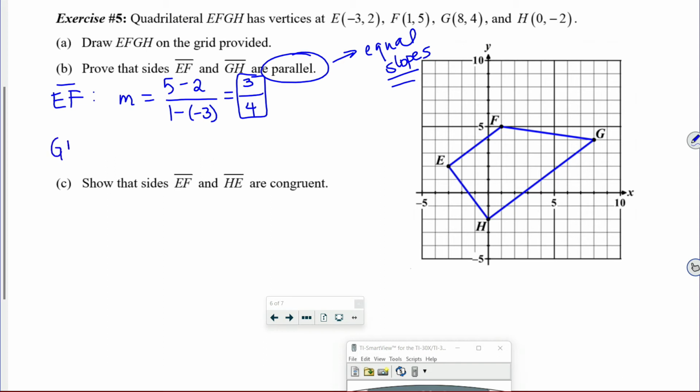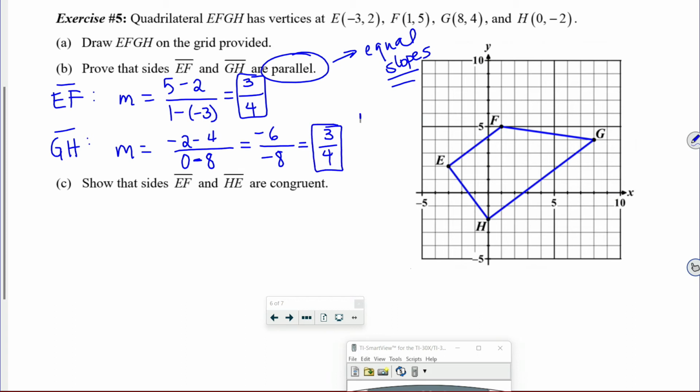Now, let's take a look at GH. Again, just trying to be very, very good. For GH, I'm going to have the change in y, which is negative 2 minus 4, I don't know where that came from, divided by 0 minus 8. Negative 2 minus 4 is negative 6. 0 minus 8 is negative 8. A negative divided by a negative is a positive, and 6 divided by 8 reduces down to 3/4.